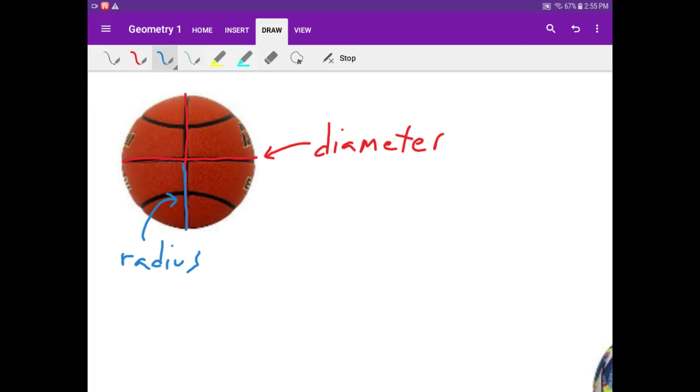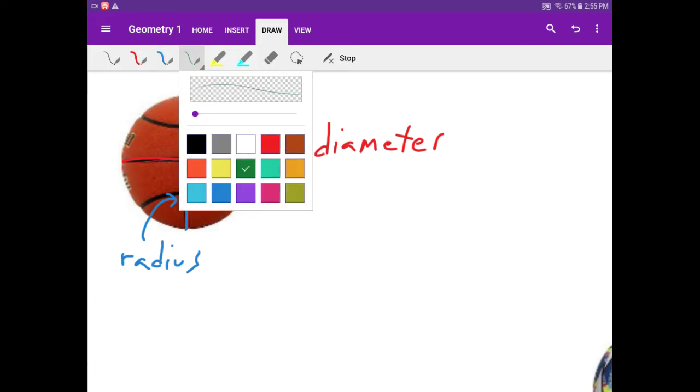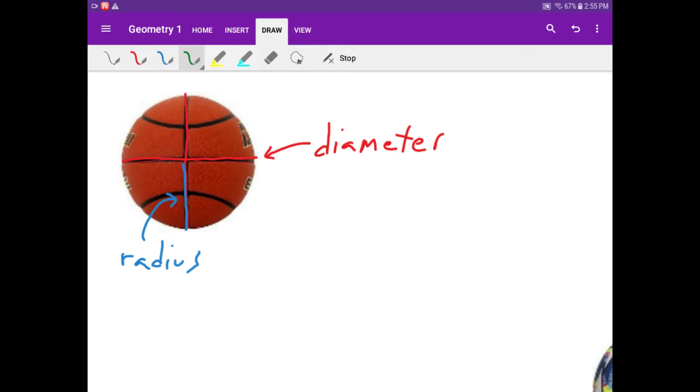A chord. So a chord connects 2 points on the circumference of the circle. So this would be a chord. Technically, your diameter is also a chord, but it can go from any point, so you can pick any other point on here. It really doesn't matter. So this would also be a chord.